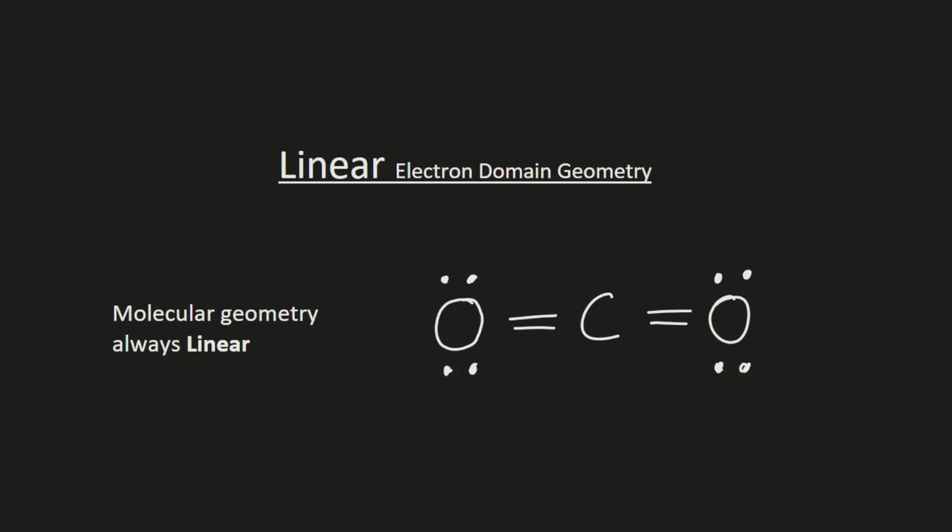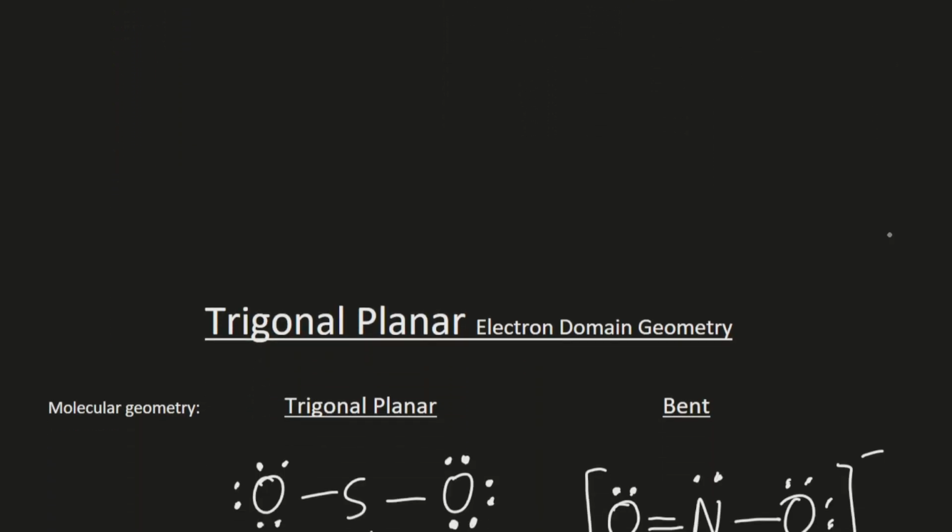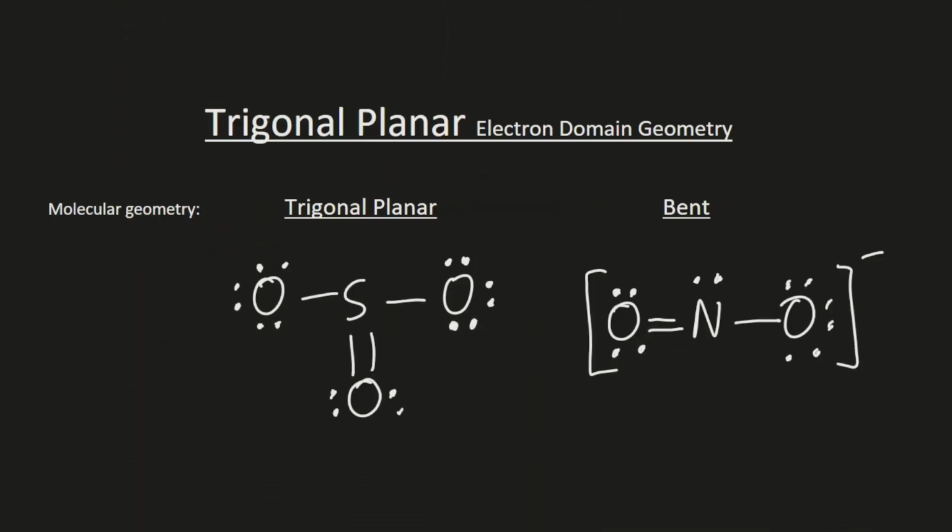A molecule with a linear electron domain geometry has a linear molecular geometry always, so it's pretty easy to remember. CO2 here is one example. For a molecule with a trigonal planar electron domain geometry, there are two possibilities for the molecular geometry. If there are no lone pairs, the molecular geometry is trigonal planar, and if there is one lone pair, the molecular geometry is called bent.